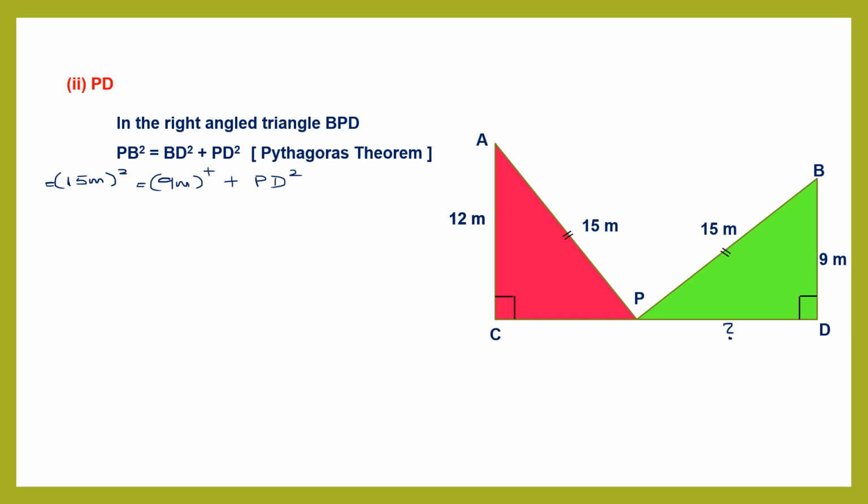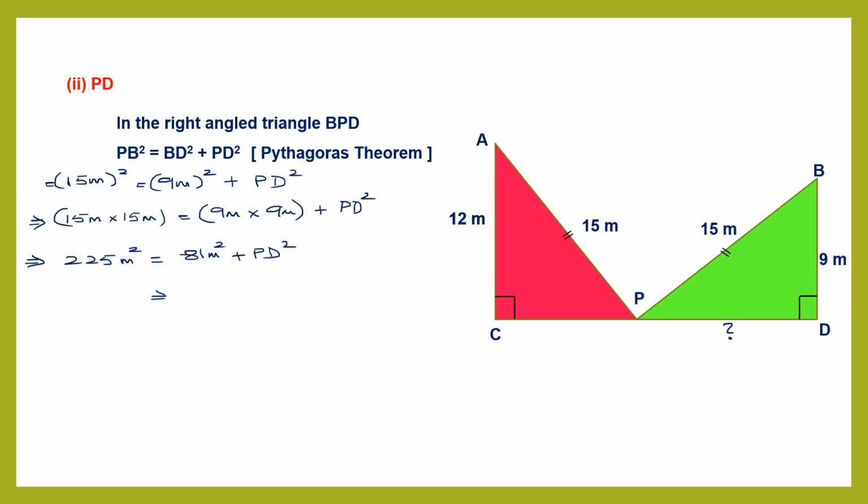So this is equal to 15 meters square is 15 meters into 15 meters, and that is equal to 9 meters into 9 meters. Square means twice, plus PD square, which we don't know and we're going to find out. 15 into 15 is 225 meters square. This is equal to 9 nines are 81. 81 meters square plus PD square. Since we're going to find out PD, we're going to leave PD square here, and we're going to move 81 meters square to the other side.